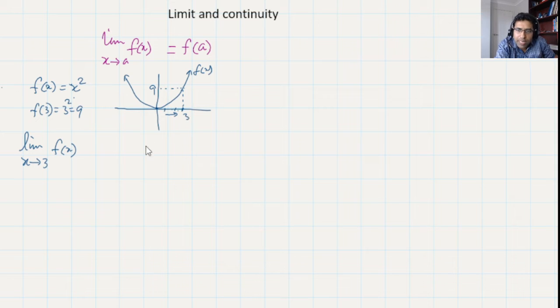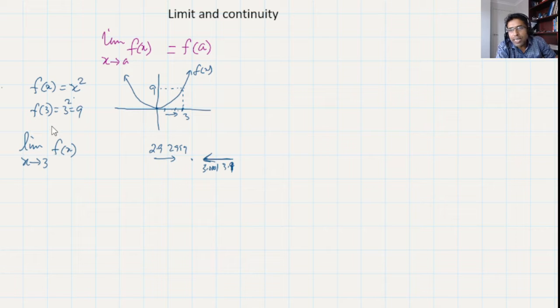So if you go from this side, you are going from 2.9, then maybe 2.999. We are going very close towards 3. And you can also approach 3 from the other side, coming from 3.5, or 3.9, or even 3.1, then 3.0001. That means you are coming closer to 3. So you can approach 3 from the left side and also from the right side.